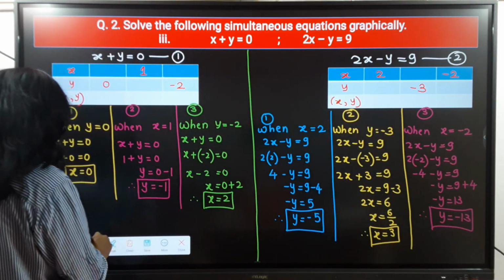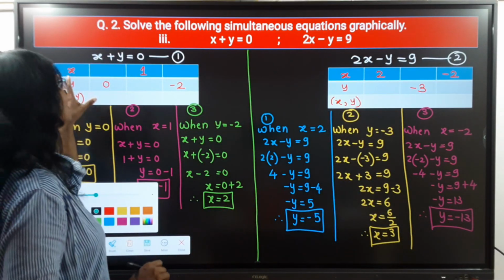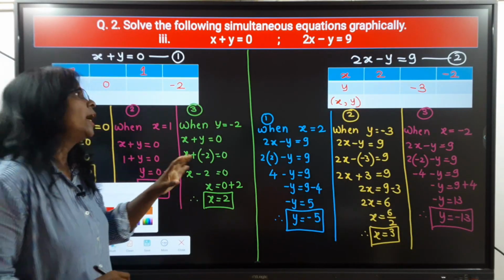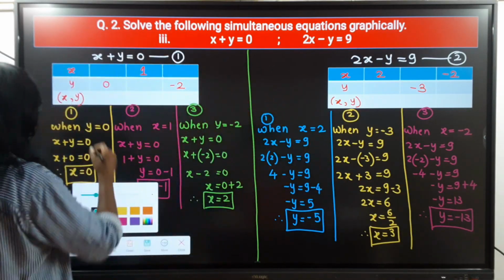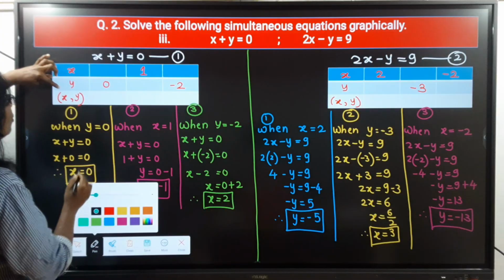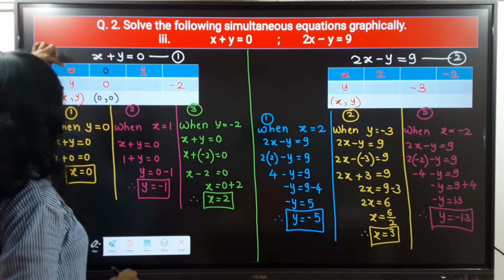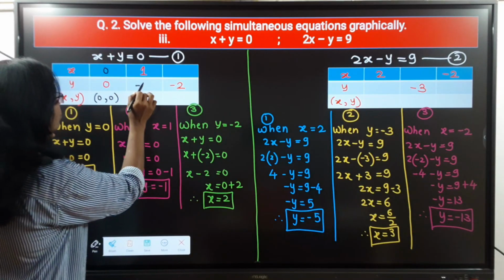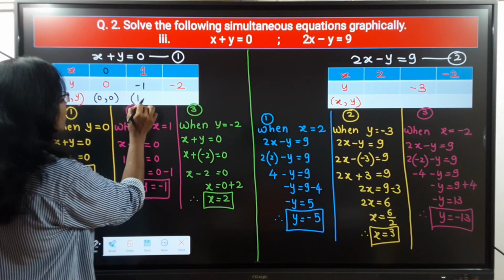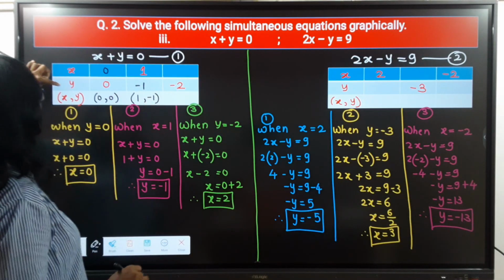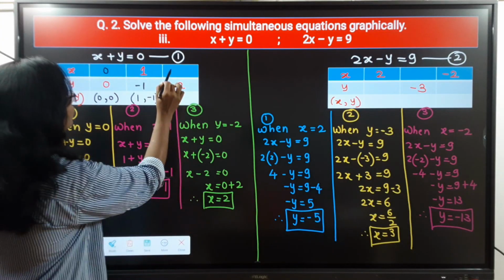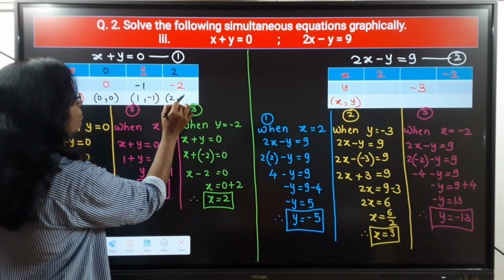So now here we have to write down the values for the first equation and the values for the second equation in the table. When x is equal to 0, y is equal to 0, therefore the coordinates are 0, 0. Then when x is equal to 1, y is equal to minus 1, so the coordinates are 1, minus 1. Now when y is equal to minus 2, x is equal to 2, so the coordinates are 2, minus 2.